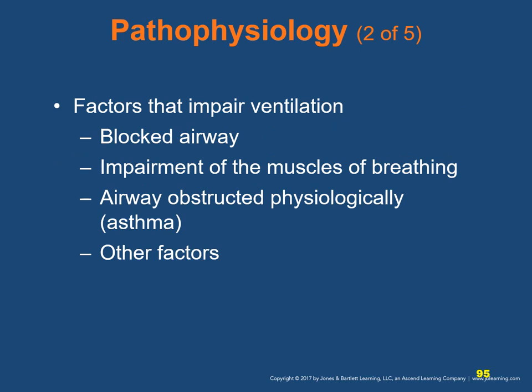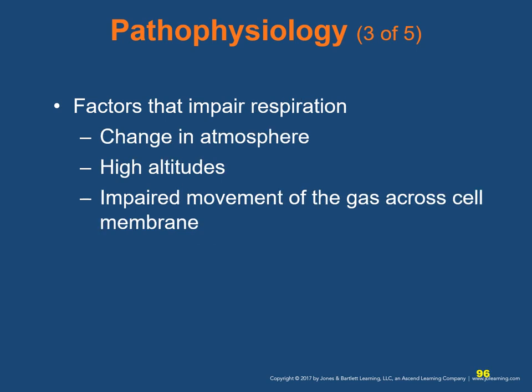Factors that can impair ventilation are a blocked airway, impairment of the muscles of breathing, or if the airway is obstructed physiologically, like through an asthma attack. There are numerous other factors, like drug overdose, trauma to the chest wall, or an allergic reaction. Factors that can impair respiration are change in the atmosphere, such as high altitudes, and impaired movement of the gas across the cell membrane.